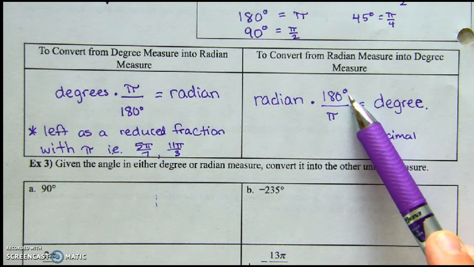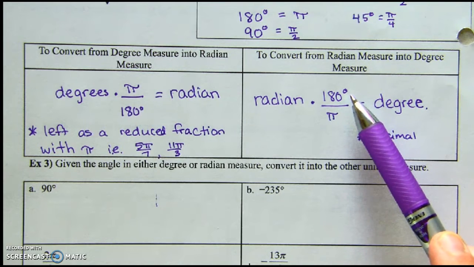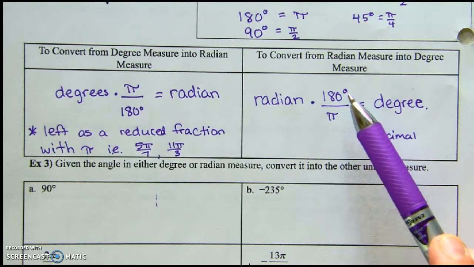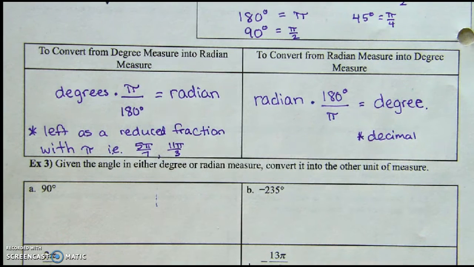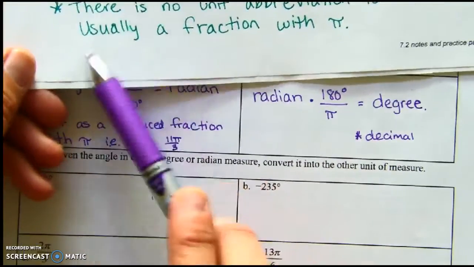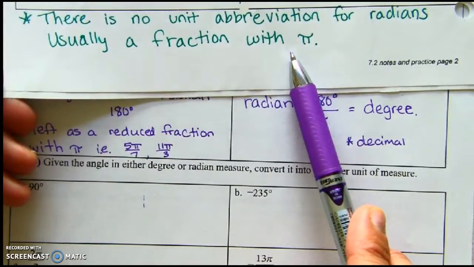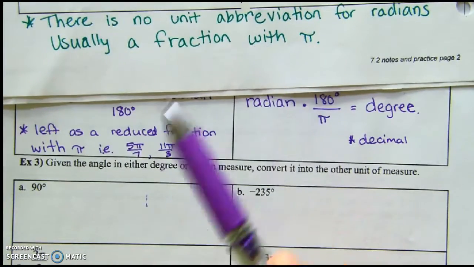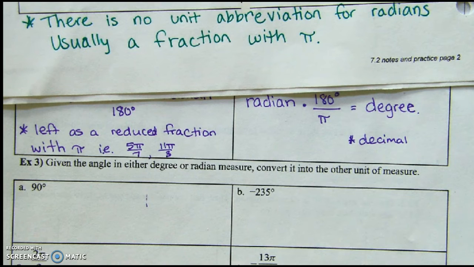That little circle tells you it's degrees, right? What about inches? What's the abbreviation for inches? What about minutes? MIN. Okay, radians. There's no unit abbreviation, so how do you know it's radians? It will usually be a fraction with pi. There's no unit abbreviation for radians, but it's usually a fraction with pi. We don't write rad, we don't do any of that.